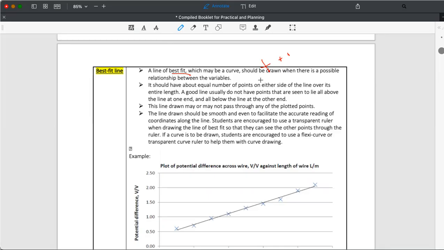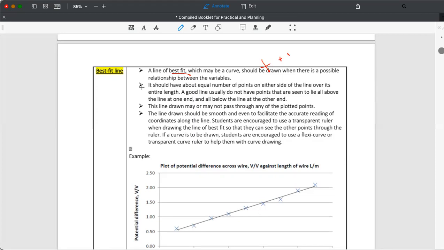For example, for V against I, if they say it's a resistor that obeys Ohm's law, then you know it's a straight line. But if they give you, say, a filament lamp, you know it doesn't obey Ohm's law. It's not an ohmic conductor. Then the graph should be a curve and not a straight line. So you really need to apply some of your concepts when you decide between a straight line or a curve.